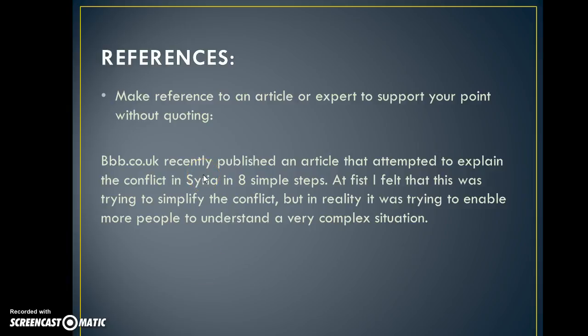So the next thing you want to think about doing is making references to the articles that you've used for your sources. So you can support your point, you can show that you've read an article, but you don't necessarily have to quote them. So for example, I've written BBC.co.uk recently published an article that attempted to explain the conflict in Syria in 8 simple steps. At first, I felt that this was trying to simplify the conflict, but in reality it was trying to enable more people to understand a very complex situation. So I haven't quoted from it, but I have made reference to it and I've explained the effect of that article.